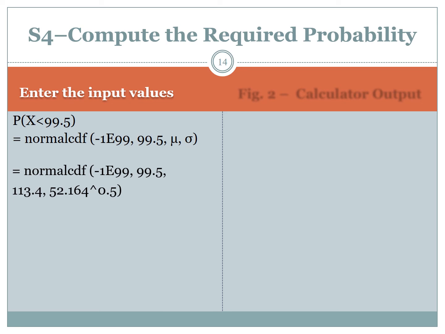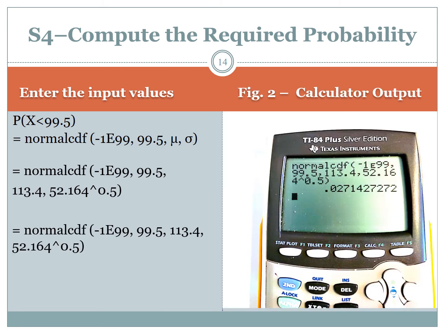So we're going to plug that into the calculator. Let me show you that here. See, I have them plugged in on the right side. I'm using a TI-84, and this is what it would look like. And then you see your value comes out 0.02714, and we round that to 4 decimal places, which would give me 0.0271.